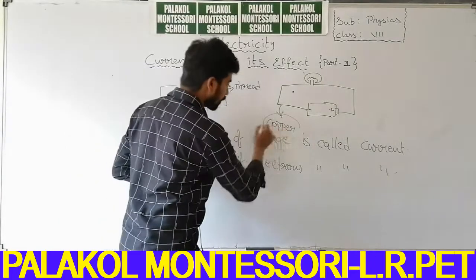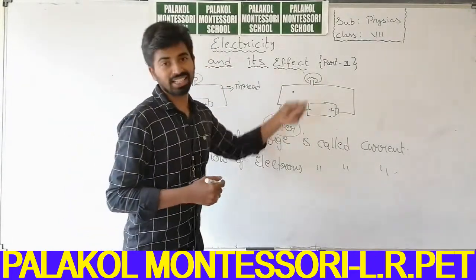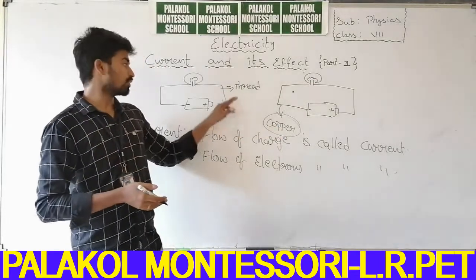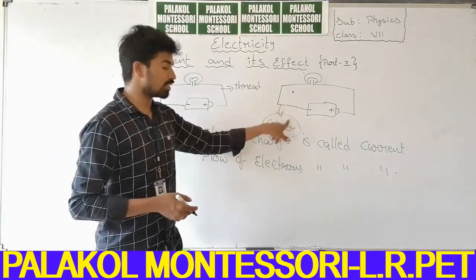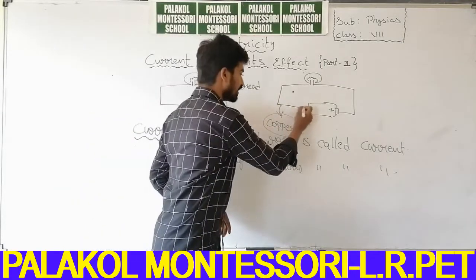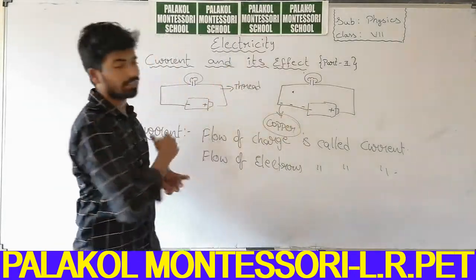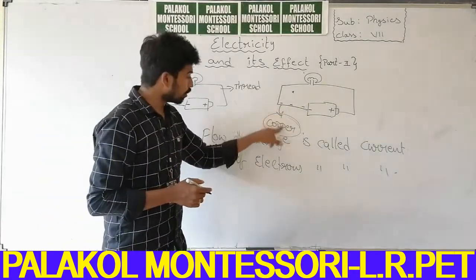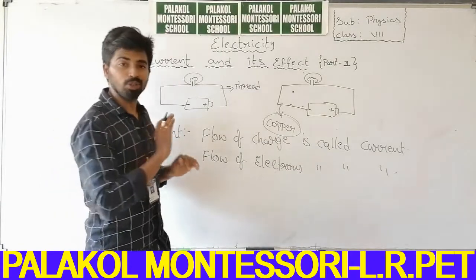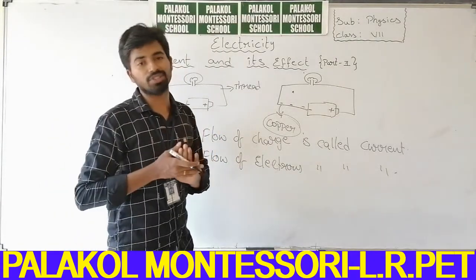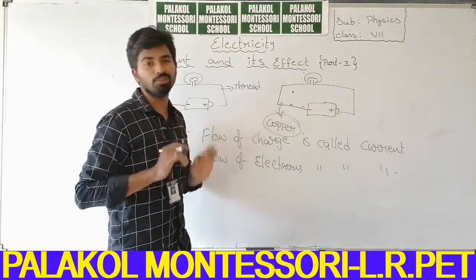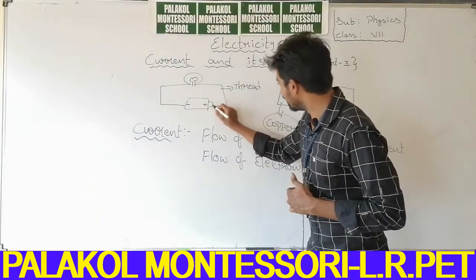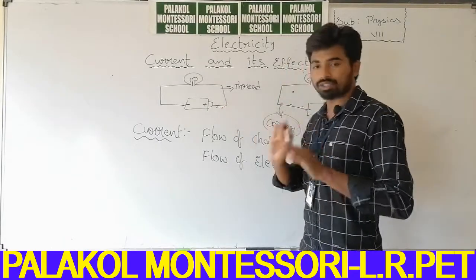You use only copper wire to make the bulb light up. Why not thread? Copper has electrons, it has charged particles, and the thread also has charged particles. What is the difference? The electrons in the copper are not fixed to their positions; they are able to move freely, whereas the electrons present in the thread are rigidly fixed and not able to move.